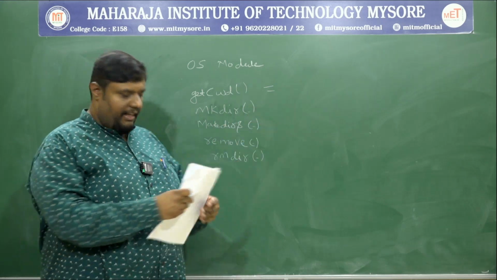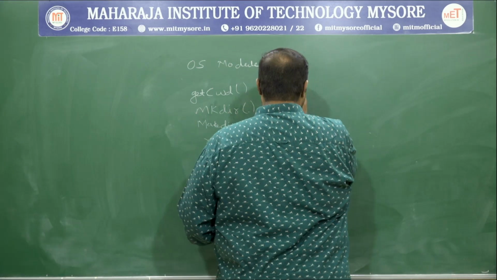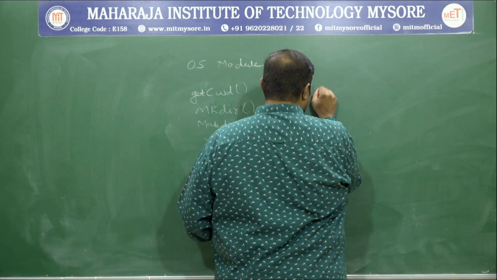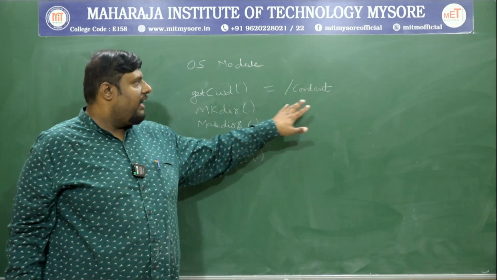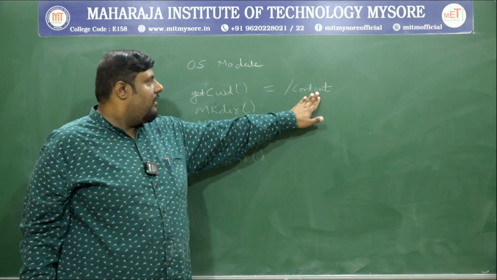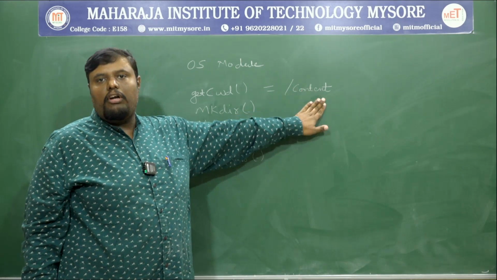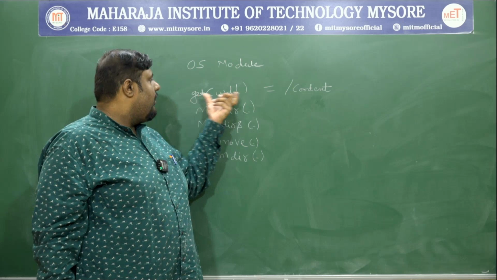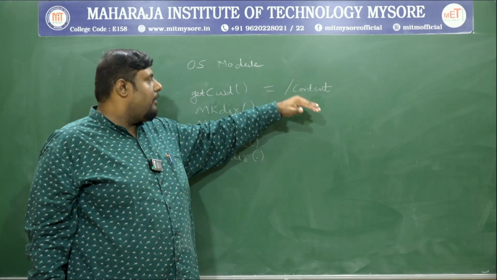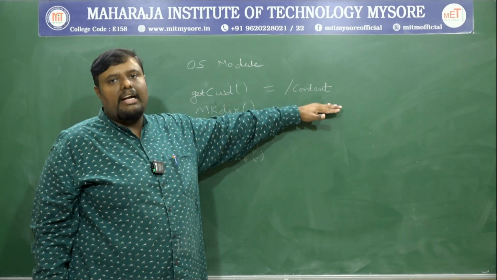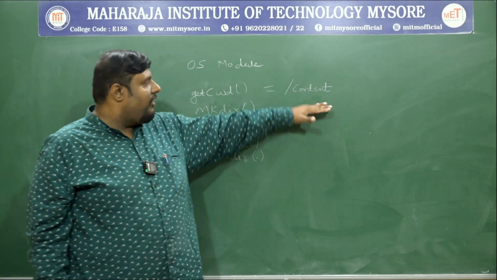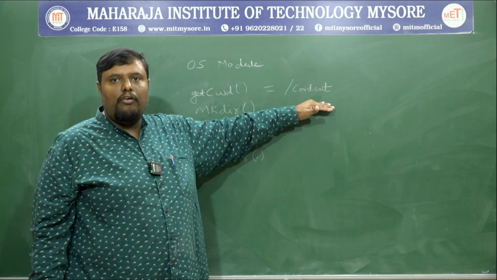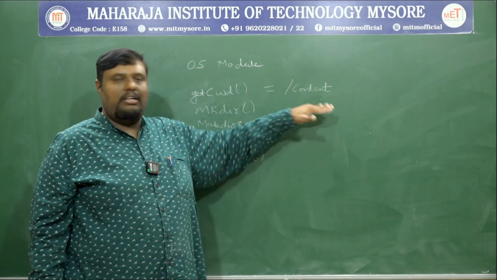And when you do getcwd, you will get something like this. Let's say you get /content. So this is the root directory, and you're inside a content folder. If you get this output, that means you are in this particular folder right now. So whatever operations you do right now, everything happens on this folder or within this folder.